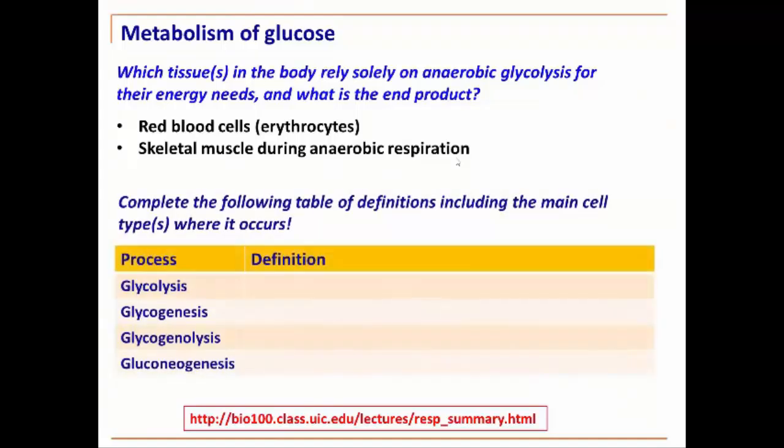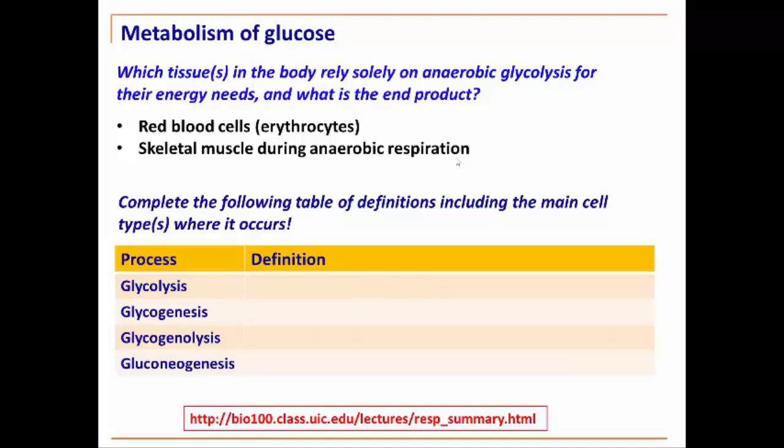So I want you to look at this table, pause this in a second, but complete the following table of definitions, including the main cell types where it occurs. So I want you to be thinking, what is glycolysis? What is glycogenesis? What is glycogenolysis? And what is gluconeogenesis? What's the definition of each of them, and what cells are they mainly occurring in? So press pause and then come back when you've worked it out.